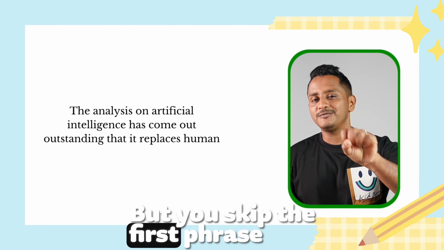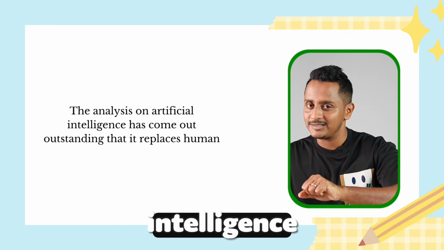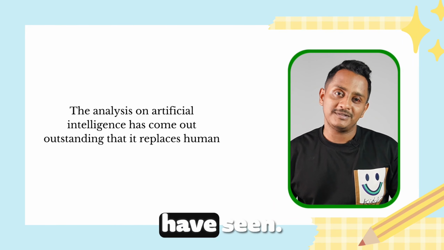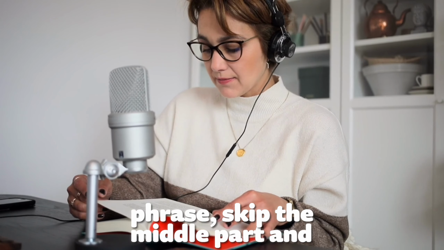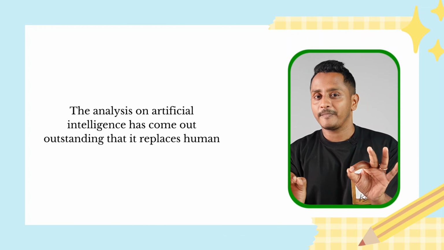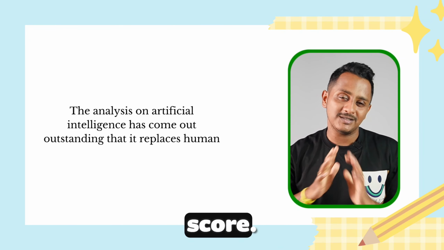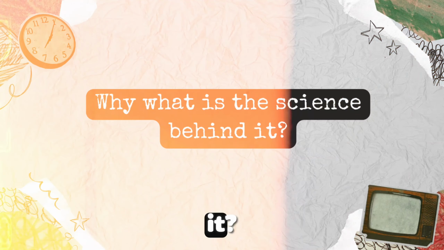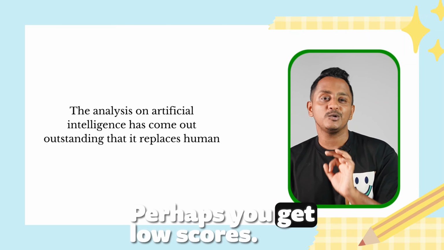But if you skip the first phrase, that analysis on artificial intelligence, and start from the second phrase, the marks have come down, we have seen. On the other hand, we've seen instances where students speak the first phrase, skip the middle part and speak the last phrase, and they have gotten the score. If the first part you miss, people have gotten a low score. This is what our observation is. Why? What is the science behind it? I am not sure, but this is how it is. You skip the first phrase, perhaps you get low scores.